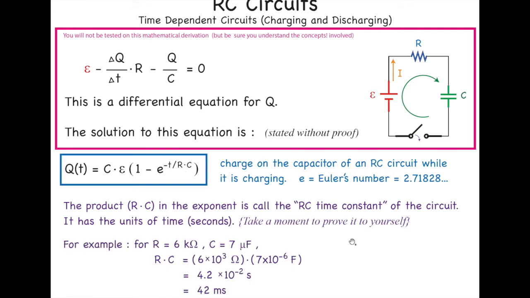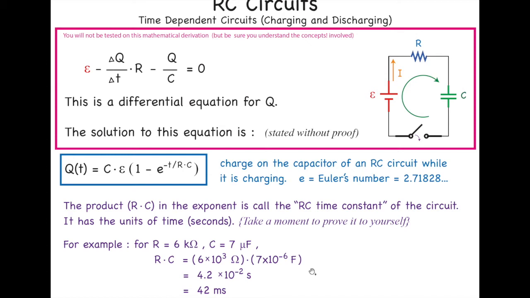So for example, if we hooked up a 6 kilo ohm resistor with a 7 microfarad capacitor, then the RC time constant would be 6,000 ohms times 7 times 10 to the minus 6 farads, which gives us 4.2 times 10 to the minus 2 seconds, or 42 milliseconds. So this circuit will have an RC time of 42 milliseconds. Now that does not mean that the capacitor becomes fully charged after just 42 milliseconds.